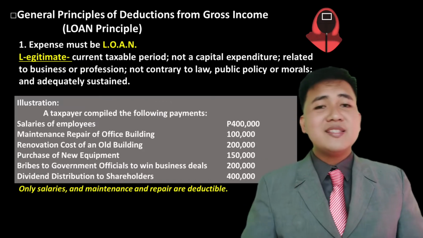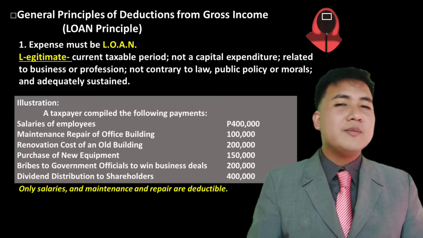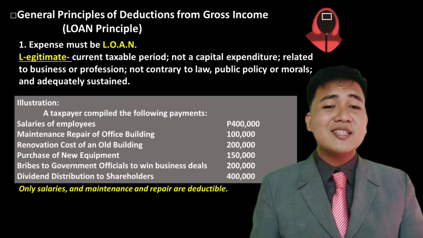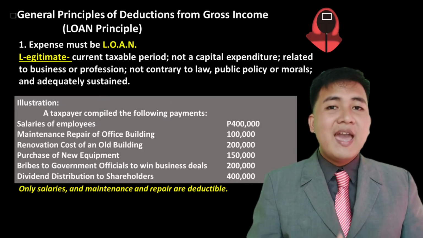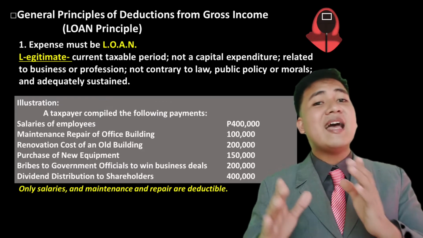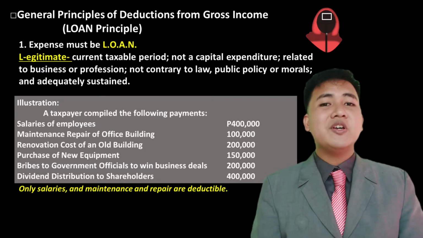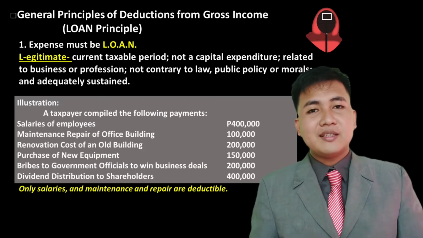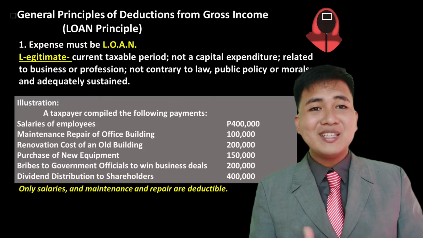Yes, another one is bribing the government official. It's also not included since it violates a law. It's bribery. And the dividend distribution is not an expense but a distribution of corporate profit. Okay, I hope it is clear.